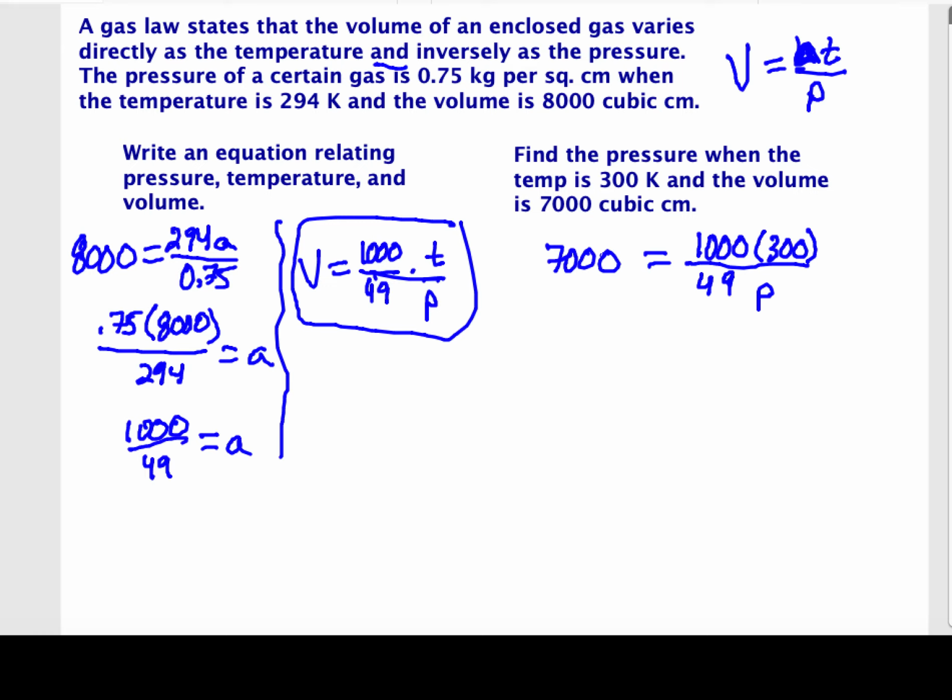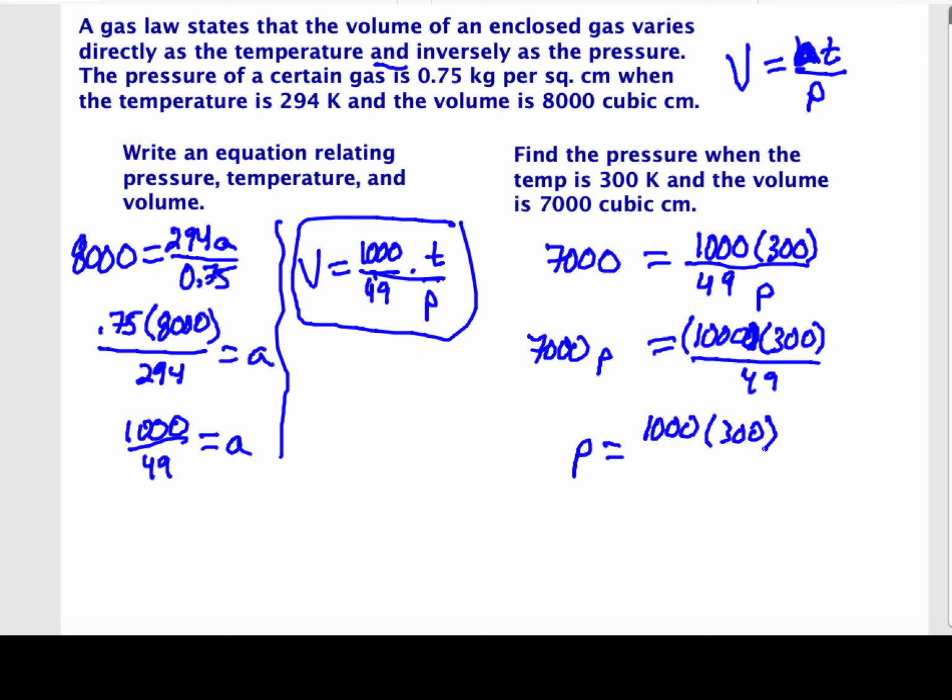So let's just take a good look at what we want to do. Again, with that P value in the denominator, I would go ahead and multiply that over to the other side. So let's call this 7,000 P equal to 1,000 times 300 over 49. And while we're at it, we can just divide away the 7,000. So our pressure will be equal to 1,000 times 300. Again, when you divide a fraction, you're really multiplying into the denominator. So 49 times 7,000.